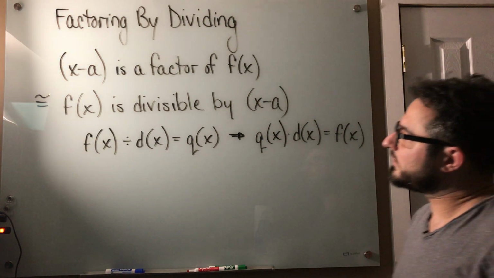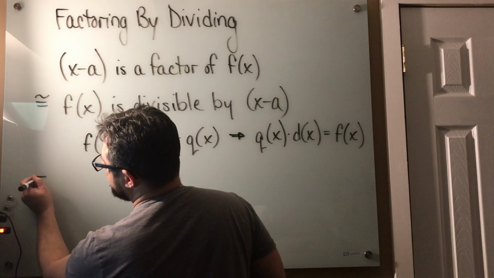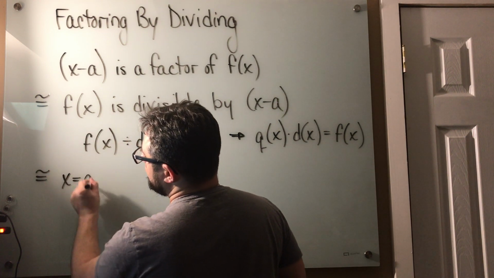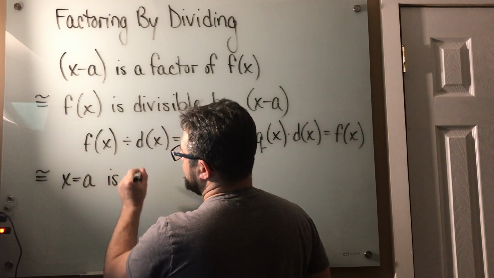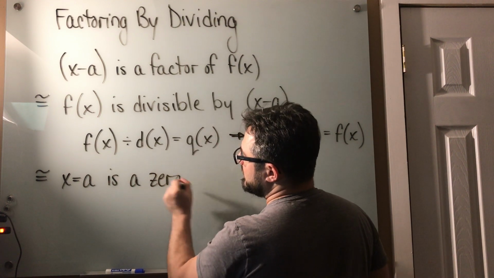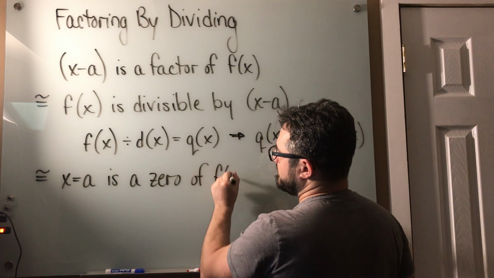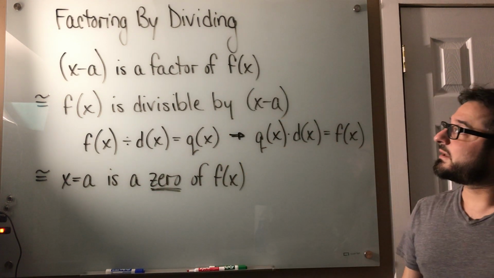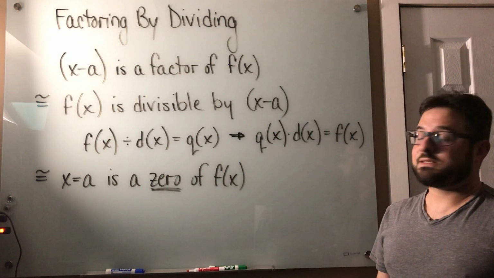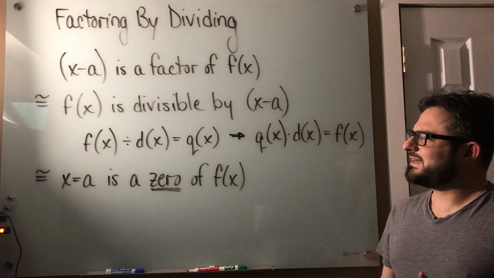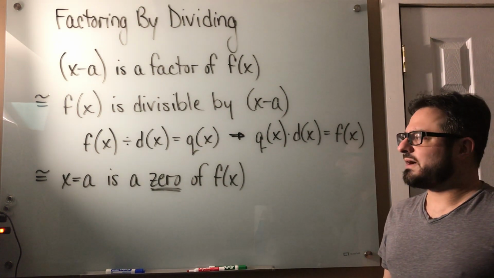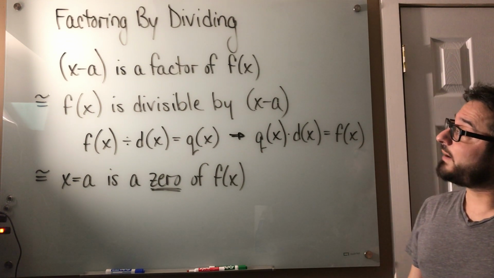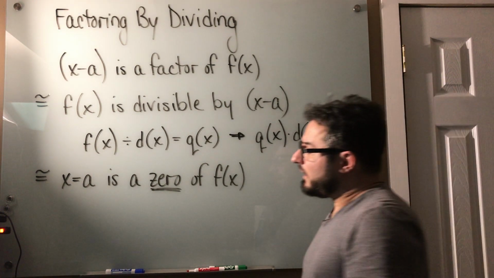Now there is one other important equivalent statement here. x equals a is a zero of f of x. The reason that's important is because of something called the rational zero test. The idea is that there's got to be some way to figure out what the potential zeros of a polynomial are.